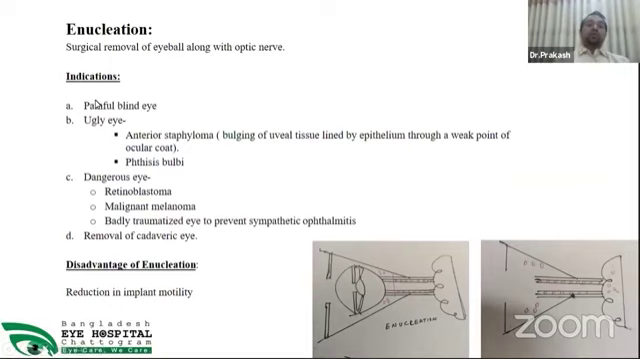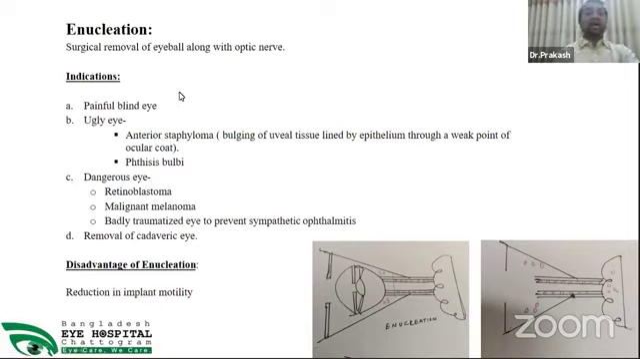So there are two components, one is painful, another is blind. If only painful, that is not the indication of enucleation. If only blind eye, that is also not an indication of enucleation. The blind eye should be associated with severe pain. And what is blind eye? When there is no perception of light, if the patient cannot appreciate the light, that is called no perception of light.